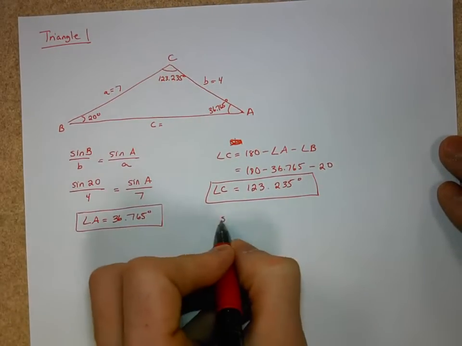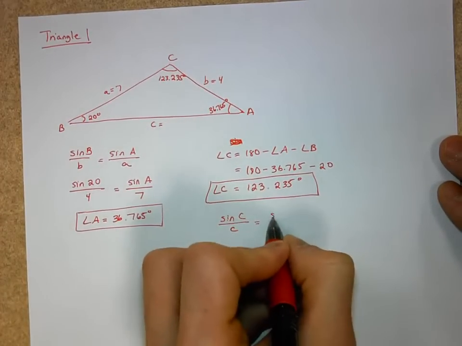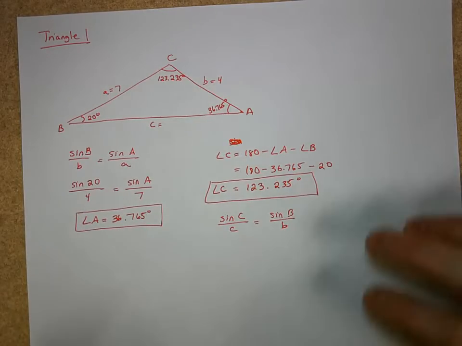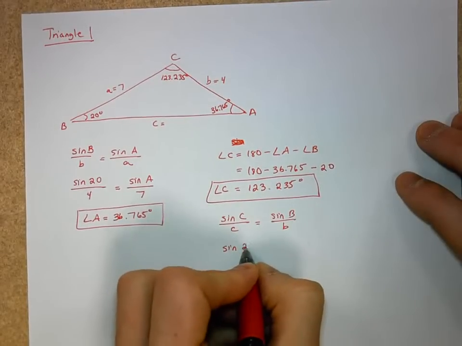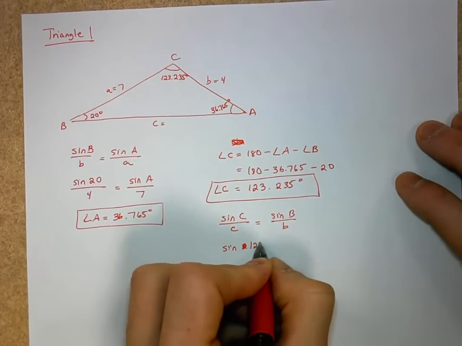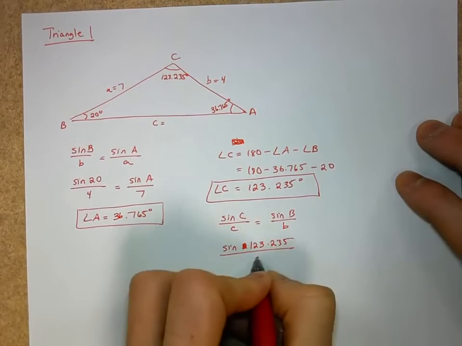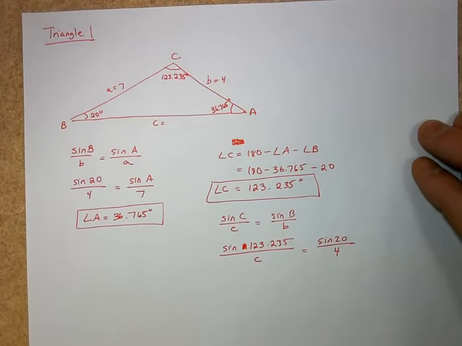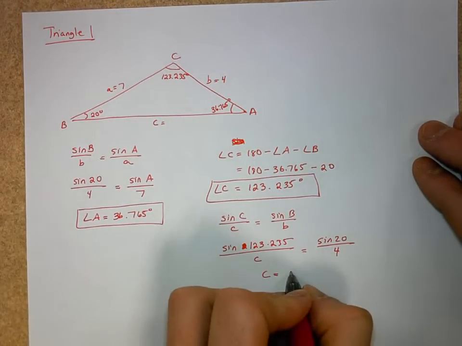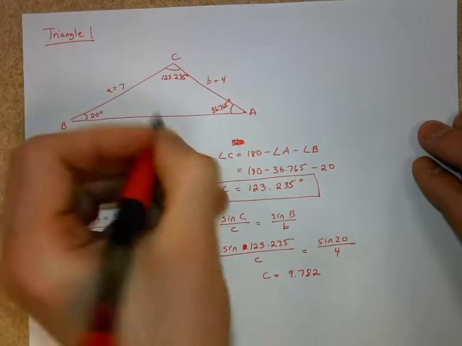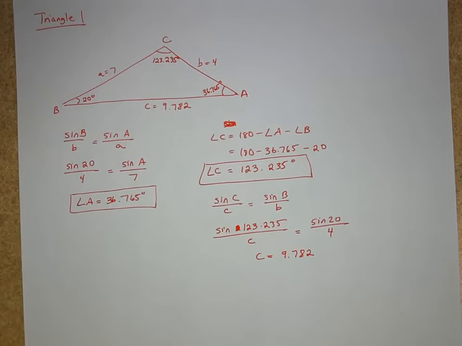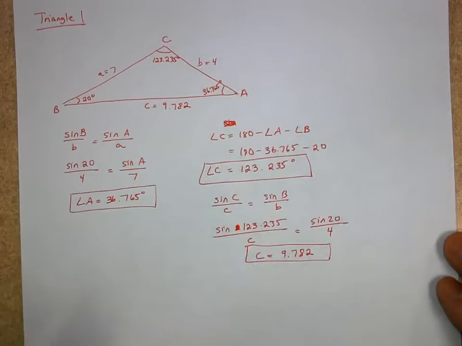And then finally, we'll do the sine of C over C is equal to the sine of B over B. And once again, I used B's because those were my originals I was given. So the sine of 123.235 over C is equal to the sine of 20 over 4. Cross multiply and then divide by the sine of 20. And we get C is equal to 9.782 units. 9.782 right there. So now I've solved for triangle 1.